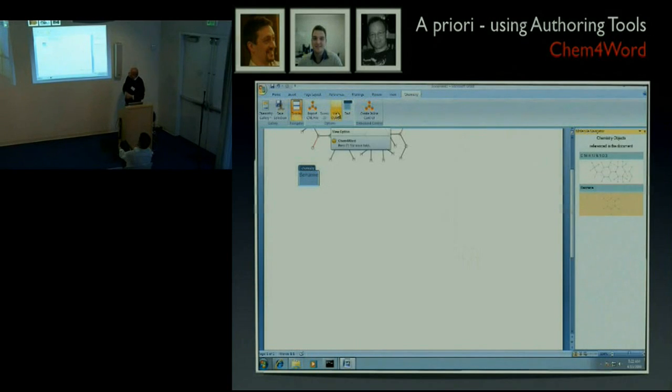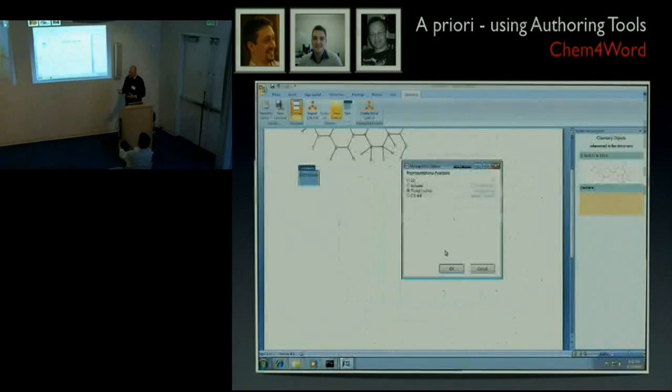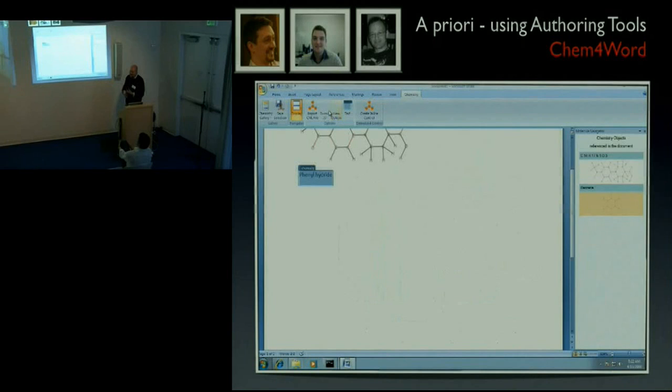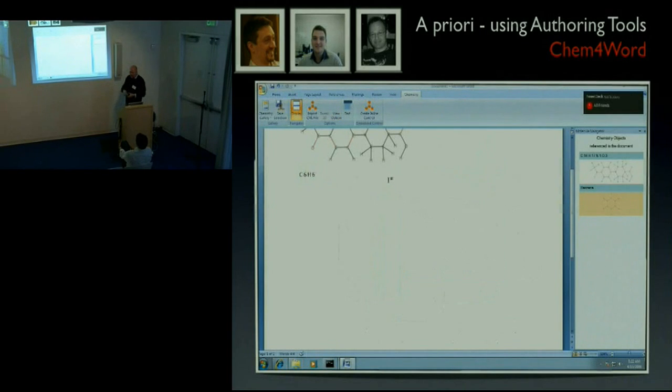The representation, as you will see in a minute, is actually the graphical representation in the document is decoupled from the underlying data, so we can change the representation. We've just changed benzene to phenyl hydride and now to C6H6, but it all points back to the same CML document.